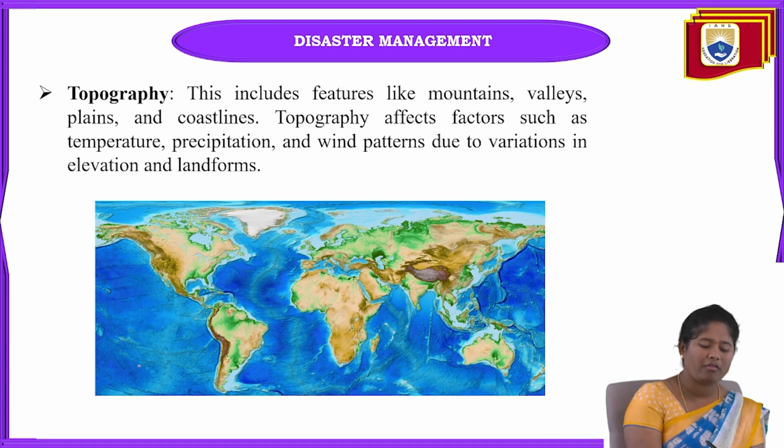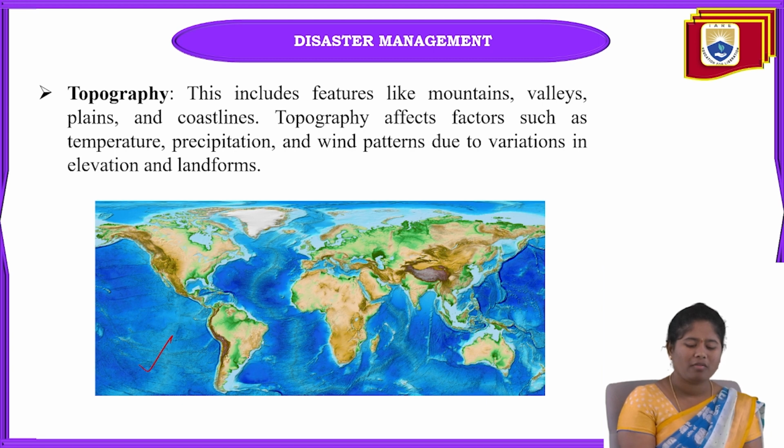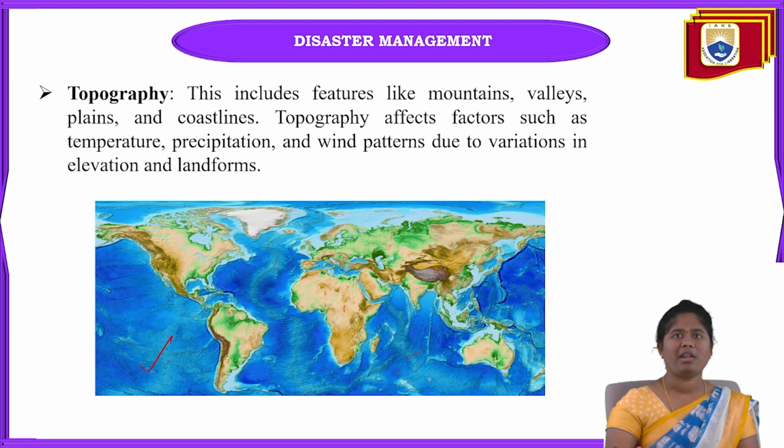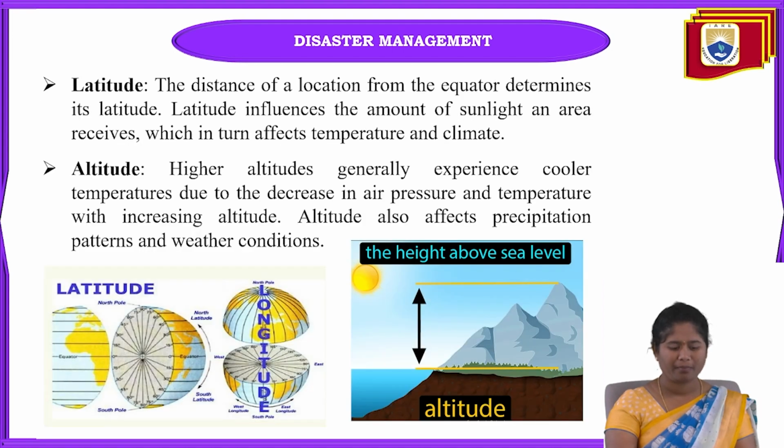This is our earth. In this earth, this green area is nothing but greenery, and this brown area is nothing but mountains, valleys, like that, and this whole blue color will be water area. And because of this topography of the earth surface, the overall temperature is going to be affected by this, and also precipitation is going to be affected by this.